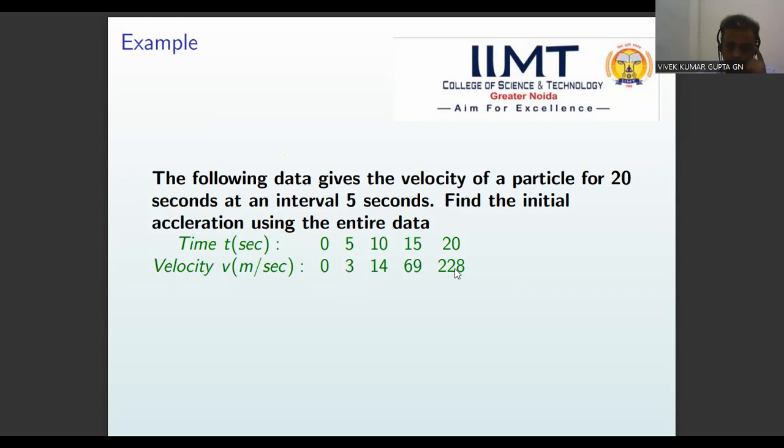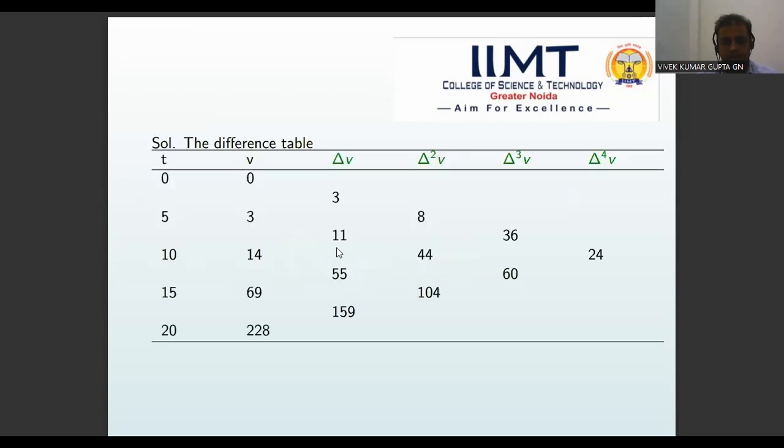Here velocity is given, so we have to find the differentiation of the velocity function. As we know, differentiation of velocity with respect to time will give acceleration. So first we find the difference table. As t is given and v is also given, we find the difference table with respect to v. So del v is the difference: 3 minus 0 is 3, 14 minus 3 is 11, 69 minus 55 is 14, and so on. Similarly, del 2 v is 11 minus 3, and so on.